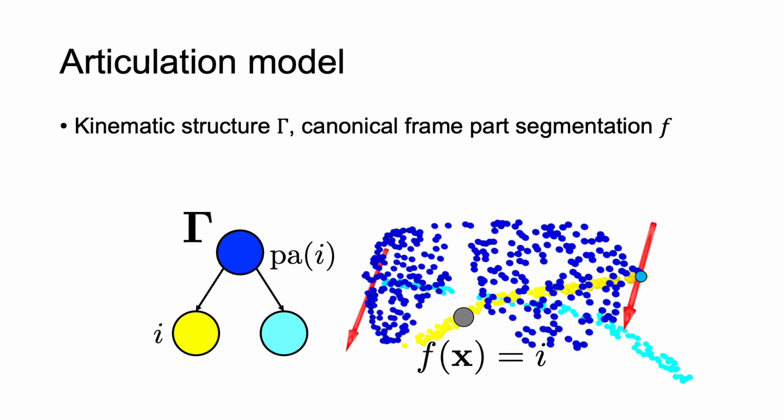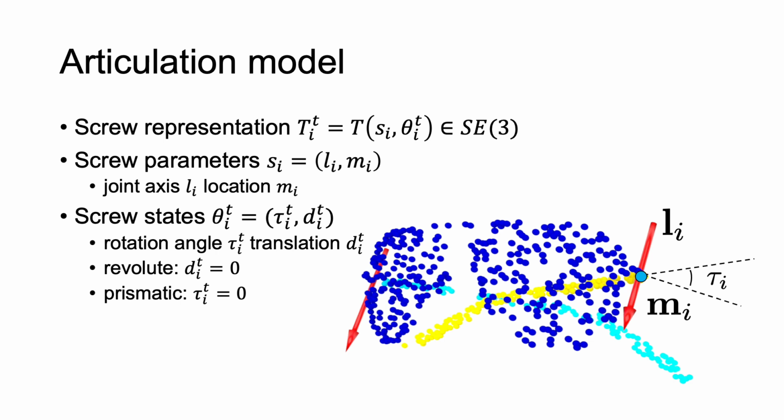The kinematic model comprises n parts. Each part is connected to its parent part. We use a coordinate-based semantic field f_x to parameterize the part segmentation at a canonical time step. Each joint is parameterized by screw parameters, specifying the joint location and axis. The articulation is controlled by a set of joint state parameters, where each joint parameter represents the rotation angle or translation along its axis for joint i at time step t.